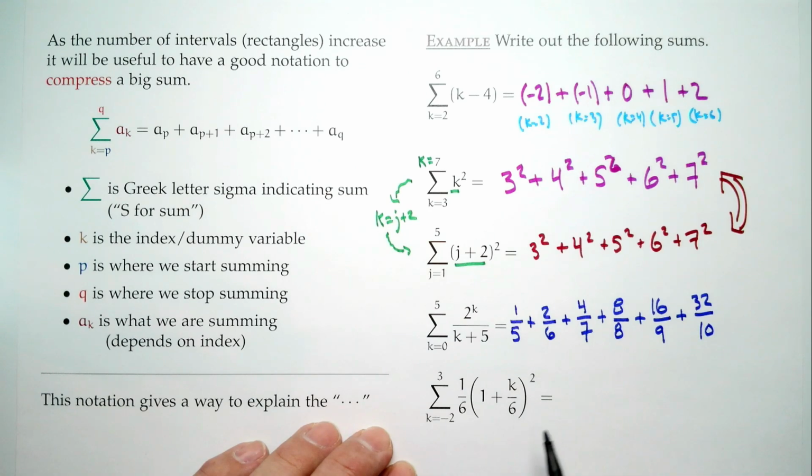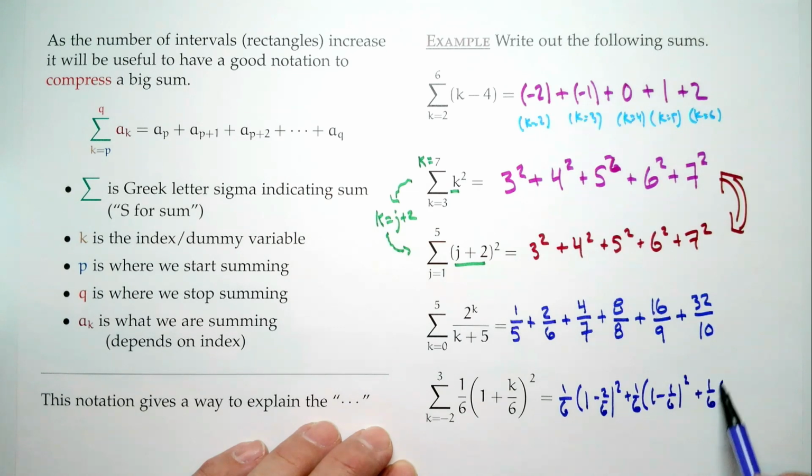And the last one, 1/6 times (1 plus k over 6) squared. Now, if you do this, what do you get? Well, you get 1/6 times (1 minus 2 over 6) squared, plus 1/6 times (1 minus 1 over 6) squared, plus 1/6 times (1 plus 0 over 6) squared. I don't know if it's coming across in my tone of voice, but wow, this takes a lot of time. Do we really want to be investing time in doing this?